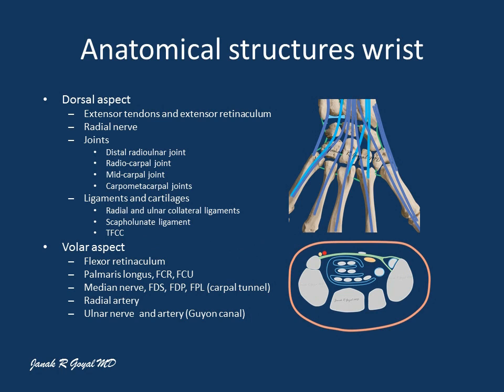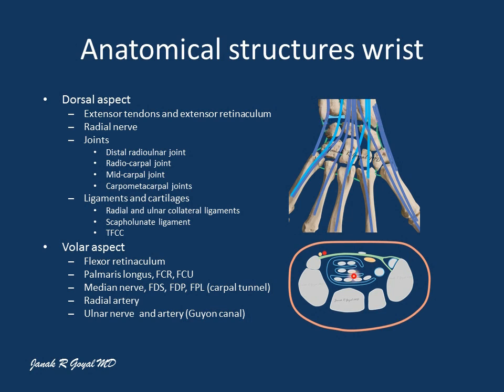I include the medial and lateral structures in the dorsal examination because the tendons on the lateral and the medial side belong to the dorsal extensor compartment. The dorsal examination includes the extensor tendons, the joints of wrist, the triangular fibrocartilage, the scapholunate ligament, the radial and ulnar collateral ligament on the radial and ulnar side of the wrist.